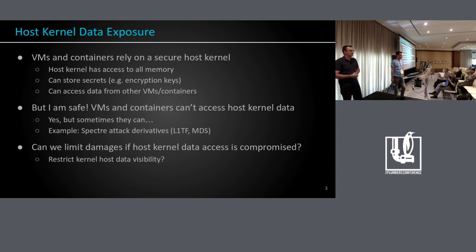There have been derivatives of the Spectre attack, like L1TF and MDS, which have shown that, in particular, hyperthreads are not safe, and we can collect data from the other thread. So this is a major concern about security and cloud. The idea is, if the access is compromised, can we limit the damage? Can we restrict the view that we have of the data of the compromised source, so that we don't have visibility of the entire kernel and all the data?